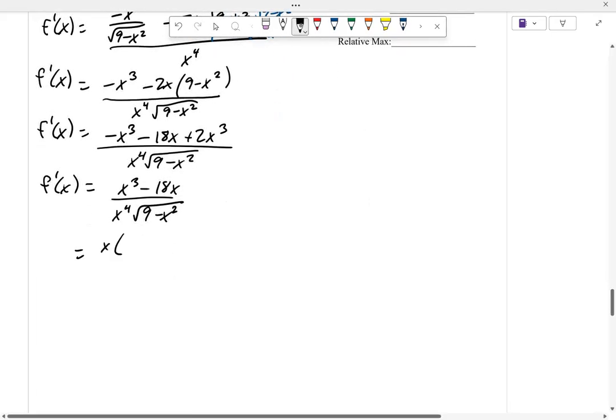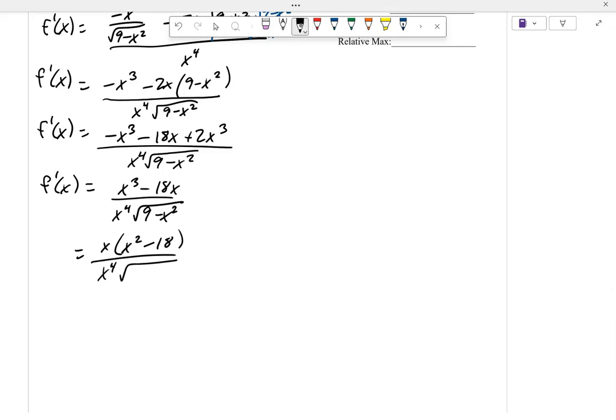Let's take an x out of the top. So one of those x's will cancel, leaving us x to the 3rd. So I got x squared minus 18 over x to the 3rd times the square root of 9 minus x squared. There's our derivative, right? And we're wondering, where is this thing equal to 0?